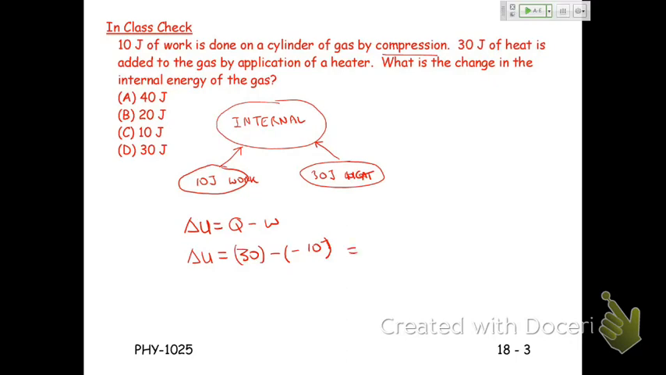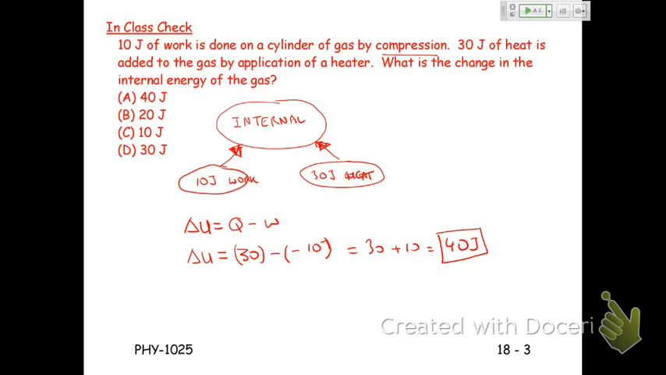So this would be 30 plus 10, which equals 40 joules. And that makes sense if you look at your diagram. With the way that I've done the diagrams, 10 joules is going in, 30 joules is going in, 40 joules must have gone in. Unfortunately, you're not given the diagram when you do the test. The arrows kind of give it away, but the arrows won't be there on the test.